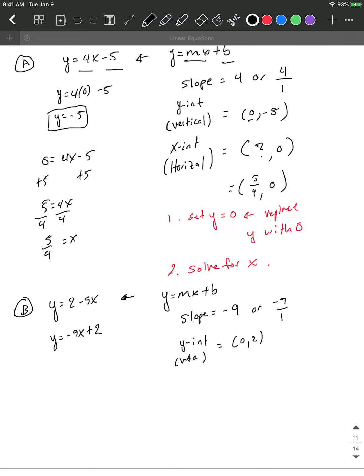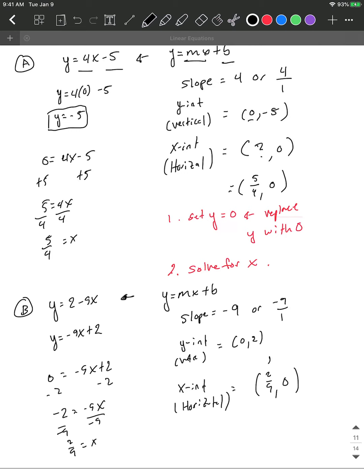Now, like I said, our first thing, in order to find the x-intercept or horizontal, we'll go ahead and say 0 is equal to negative 9x plus 2. So say minus 2, divide, and then we get 2/9 is equal to x. So the way we would write this is (2/9, 0).